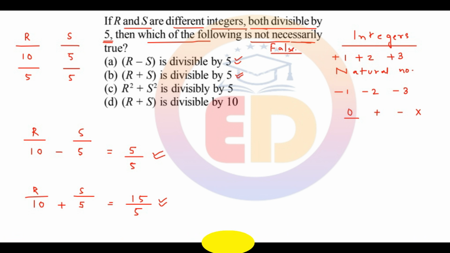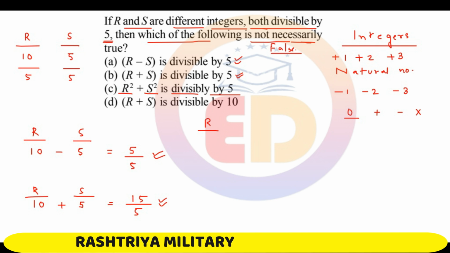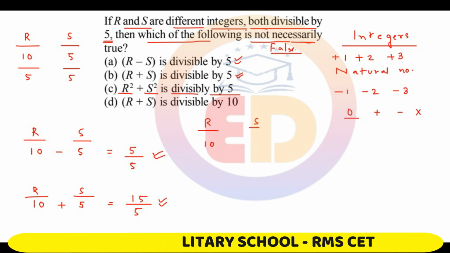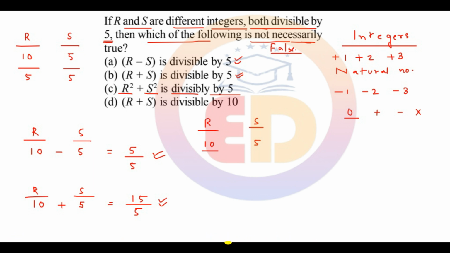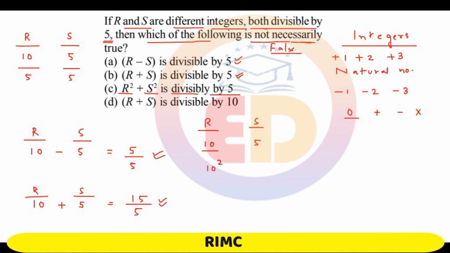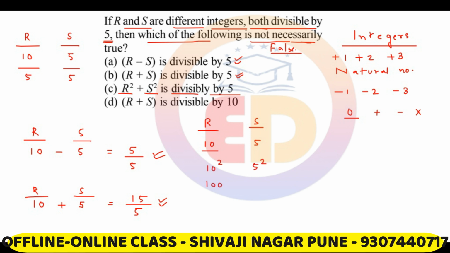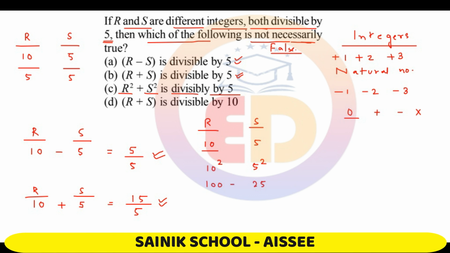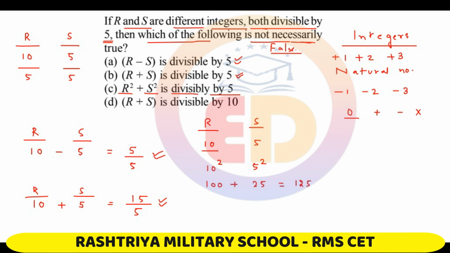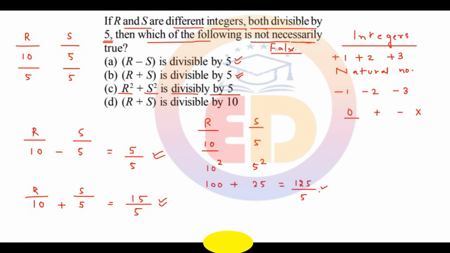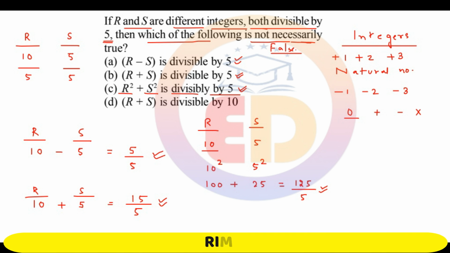The third statement says R square plus S square is divisible by 5. Let's take it. R is 10, S is 5. So R square, when I say R square, I have to do 10 square, which is 100. And S square is 5 square, which is 25. And R square plus S square will be 100 plus 25, which will give me 125. Is it divisible by 5? Yes, 125 is also divisible by 5. So R square plus S square is divisible by 5. Third statement is also correct.